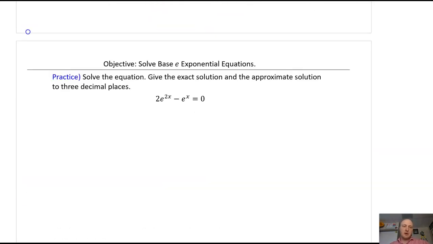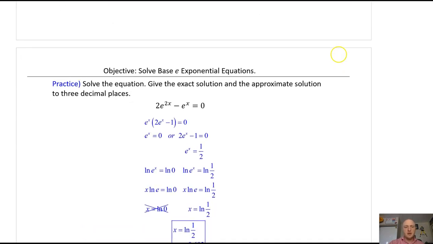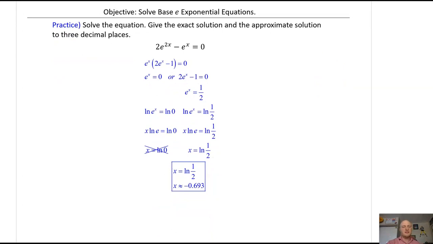All right, last practice problem for you. Please pause the video, give this one a go, check your work. Can you do it on your own? All right, hopefully you tried this one. Again, if you factored correctly, you should end up with this equation, e to the x times 2 e to the x minus 1. So if you go ahead and solve, your first solution is natural log of 0. There's a domain issue there, so we throw out that solution. And then the second solution yields natural log of 1/2.